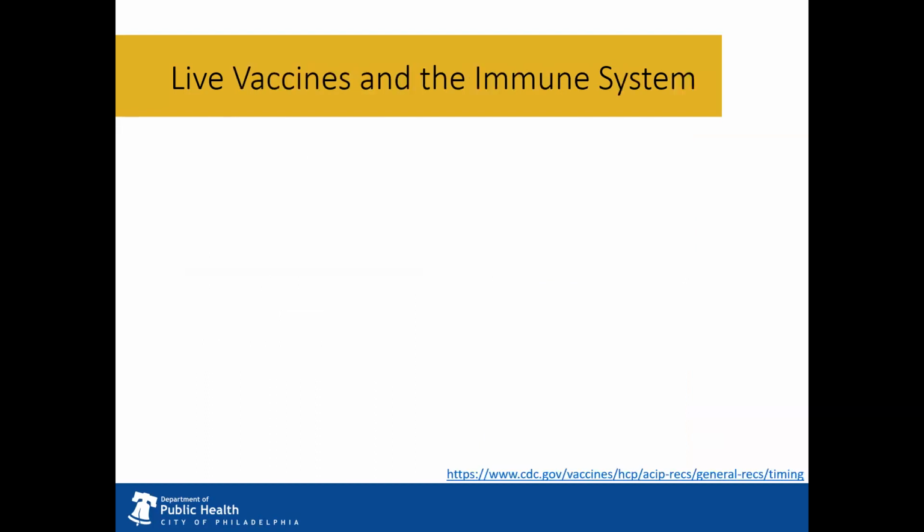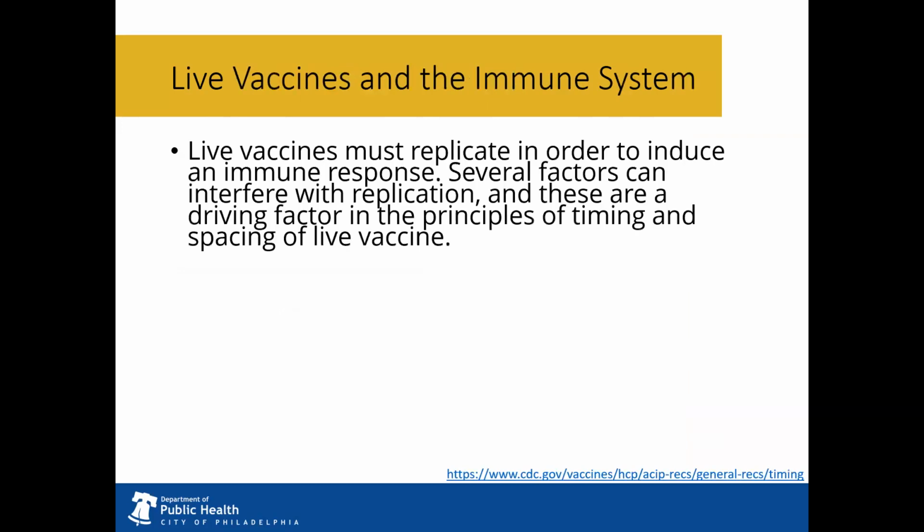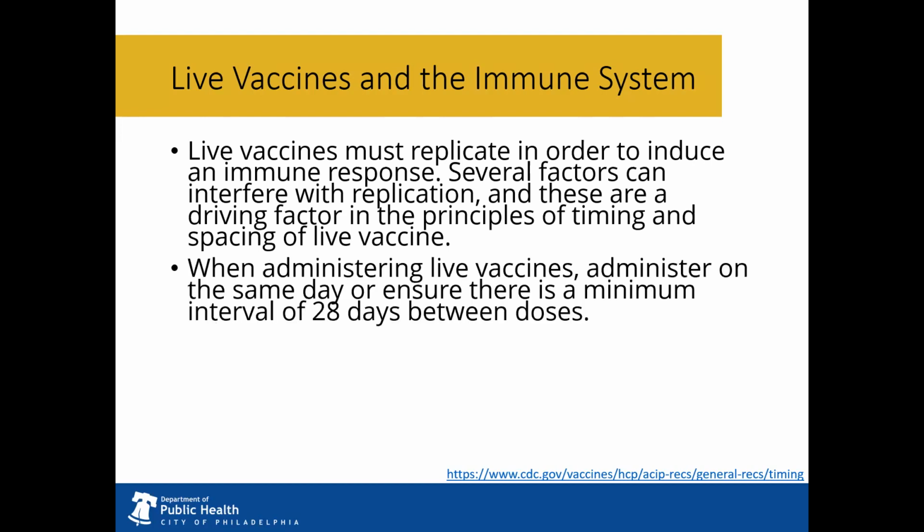Live vaccines and the immune system. Live vaccines must replicate in order to induce an immune response. Several factors can interfere with replication, and these are a driving factor in the principles of timing and spacing of live vaccine. When administering live vaccines, administer on the same day or ensure there is a minimum interval of 28 days between doses.